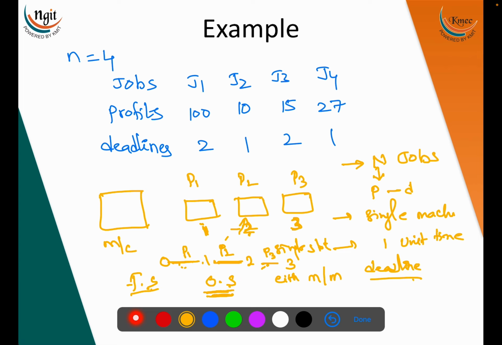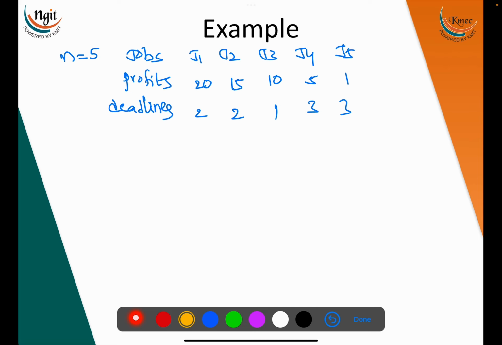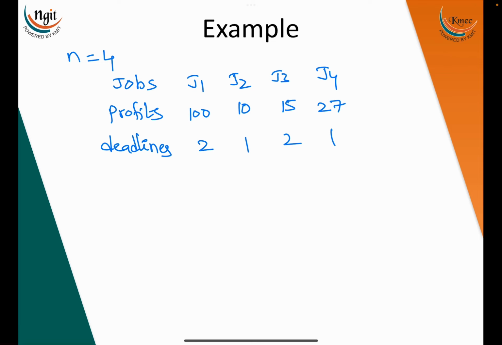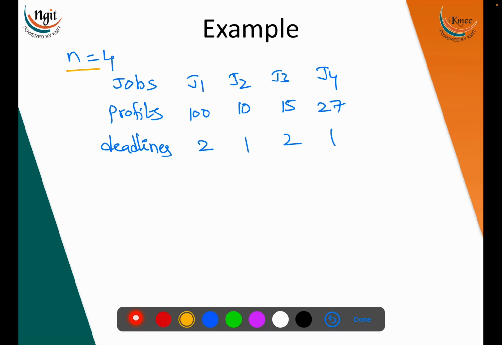Now, this is what the basic job sequencing with deadlines problem is. Now we'll take an example to understand it. Let us assume that I have been given n equal to 4 jobs, J1, J2, J3, J4, and I want to finish these 4 jobs within their deadlines. So what is the maximum deadline? 2.